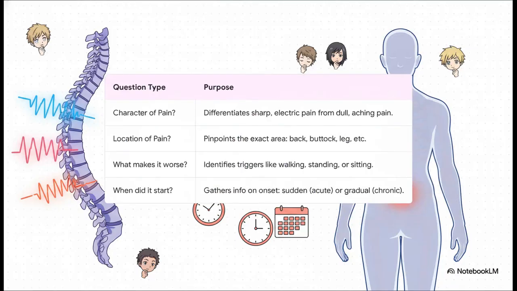And these aren't just any old questions. They're super specific, designed to give the radiologist real diagnostic clues. Are you feeling a sharp electric pain? That points to a nerve. Is it more of a dull, throbbing ache? Well, that suggests it's a joint or a disc. Every single answer helps them build a much more accurate picture of what's really going on.